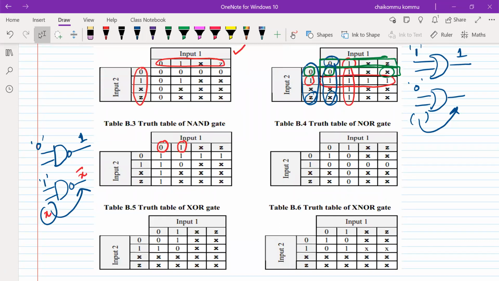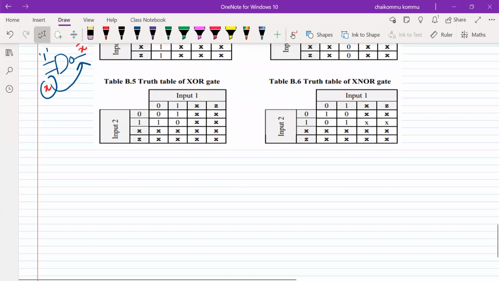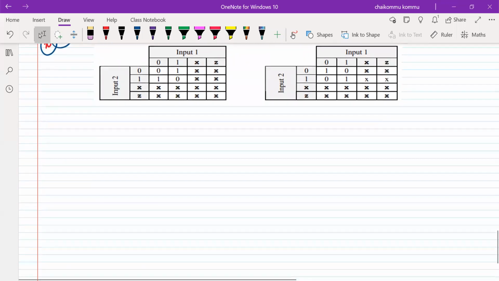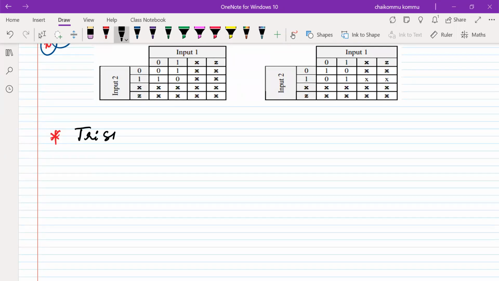Now, similar to this, other important gates are also available. Those are called tri-state gates. We have another possibility of gates in Verilog HDL, called tri-state gates. Only two types of tri-state gates we have in our literature.